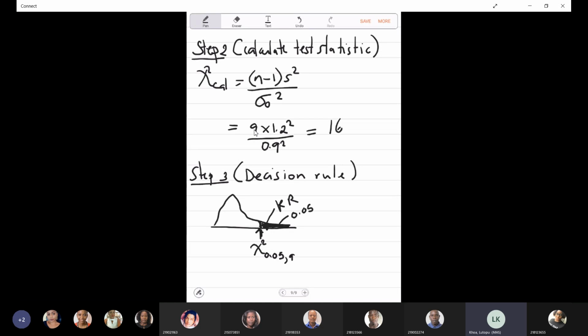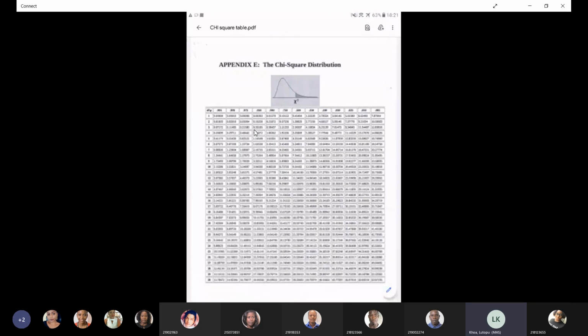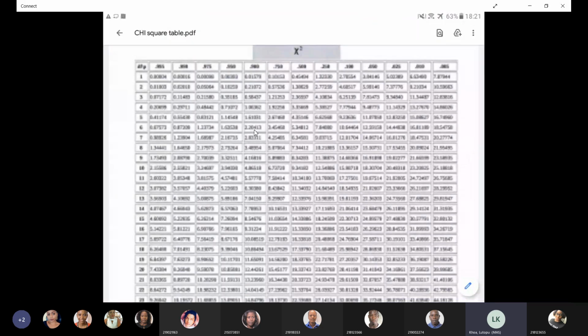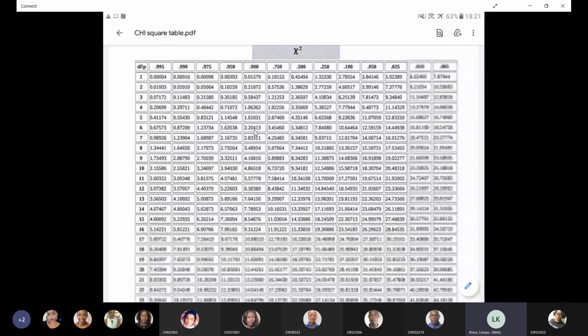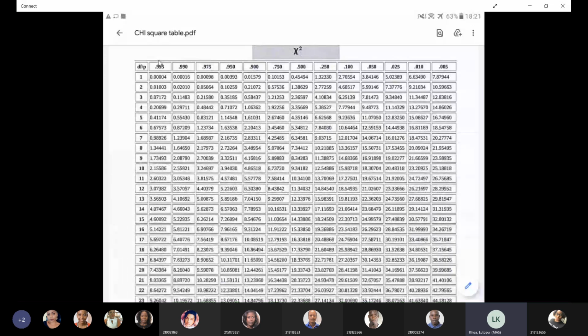Okay, then this we read from our table. So I'll just pull up my table now. But I'm sure you guys are quite familiar with reading from the table by now. Okay, so we say that our alpha is 0.05. That is over here. The degrees of freedom is 9. So here we have 16.91898. Okay, so that is our critical value.